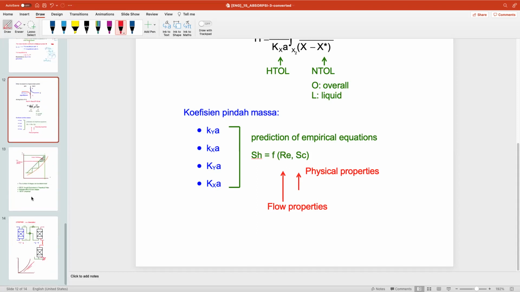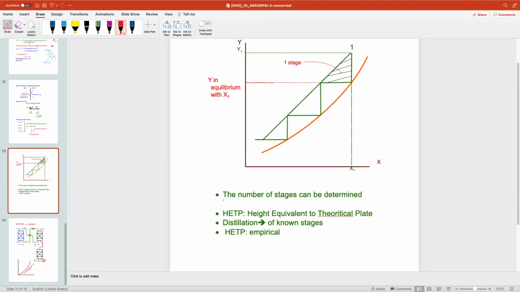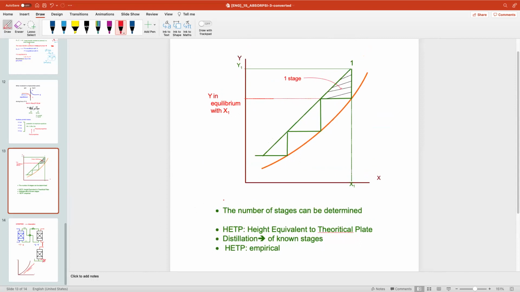Okay, and lastly, we have HETP, the one that I showed you in the exam. The HETP is the height equivalent to a theoretical plate. So we can convert the absorber column, or sorry, the packed column, into a tray column, and vice versa. From the tray column, we can convert it into a packed column. Remember, a packed column is not only applied for absorption, it can be applied for distillation as well, and distillation can also use a packed column.